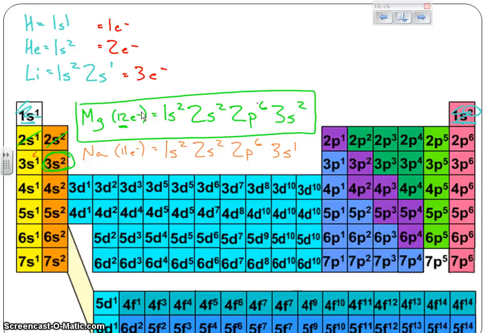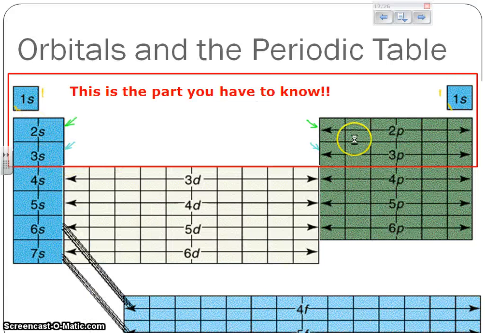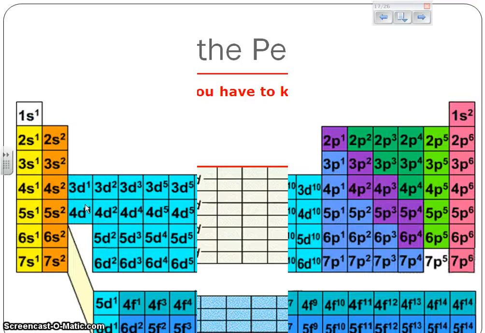And the reason that we go through, and I showed the previous picture, we're never going to go past argon here at 3p6. Okay, so you don't have to worry about anything below this. You'll worry about those in later chemistry classes.